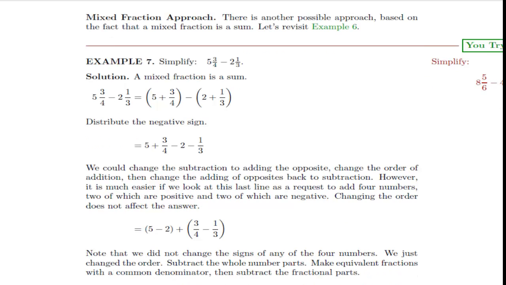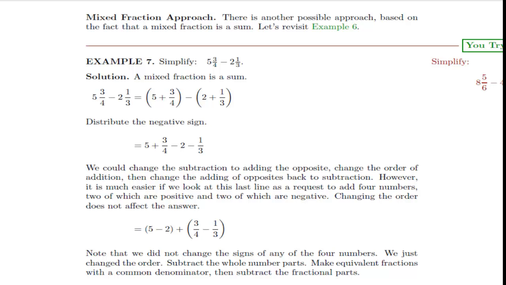Let's revisit example 6. Example 7. Simplify 5 and 3/4 minus 2 and 1/3. Solution. A mixed fraction is a sum. 5 and 3/4 minus 2 and 1/3 is equivalent to 5 plus 3/4 minus 2 plus 1/3. Distribute the negative sign to get 5 plus 3/4 minus 2 minus 1/3.